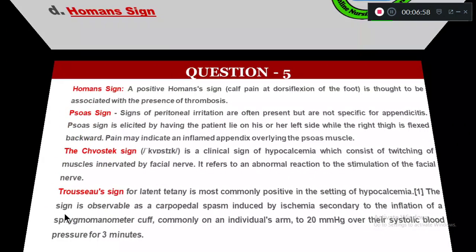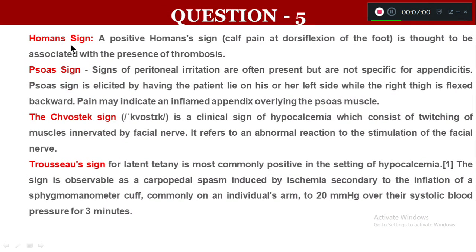So here we have different types of sign. Homan sign: a positive Homan sign is tested by calf pain on dorsiflexion of the foot, and it is thought to be associated with the presence of thrombosis. That's why it is positive in deep vein thrombosis.